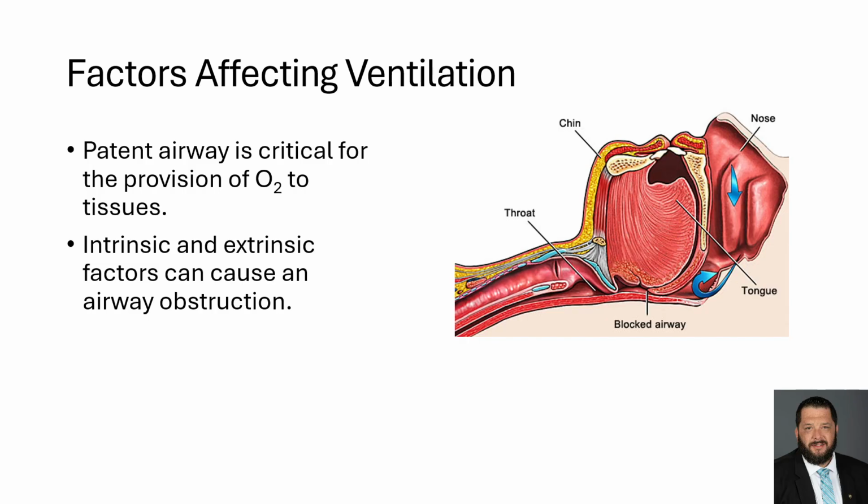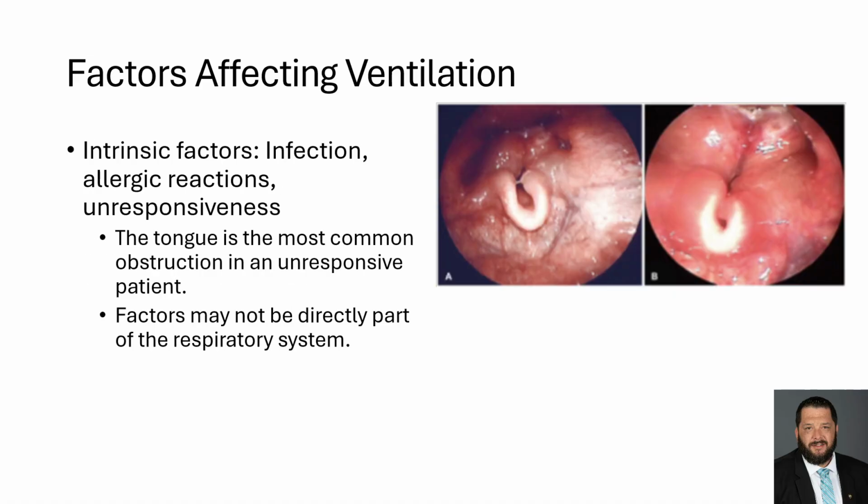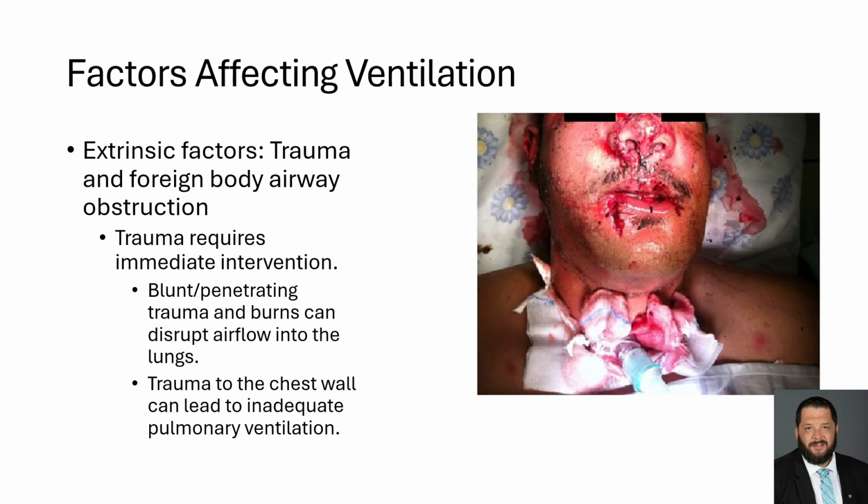Other factors that can affect ventilation are intrinsic factors such as allergic reactions, infections, or unresponsiveness. Again, the tongue is the most common airway obstruction, but you can see here from a laryngoscopy video some swollen tissue of the glottic opening. You can see how this swelling that can occur through infection or anaphylactic reaction can ultimately inhibit the passage of air into the lungs for that gas exchange to occur. Those were all known as intrinsic factors, factors that were originating from within the body.